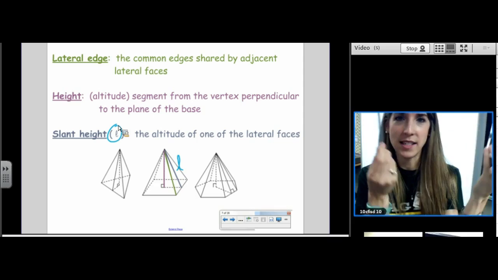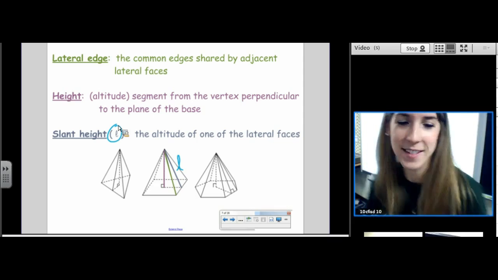I bet I could use better things than a purple pen and a clear, but this is what we have, so that's what we're going to do.